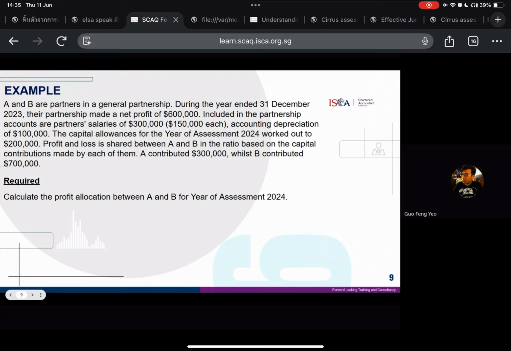The capital allowance for the year of assessment 2024 worked out to be 200,000. Profit and loss is shared between A and B in the ratio based on the capital contributions made by each of them. A contributed 300,000, whilst B contributed 700,000. Required: calculate the profit allocation between A and B for the year of assessment 2024. I hope you can take some time to attempt the question before proceeding next to look at the suggested solution.